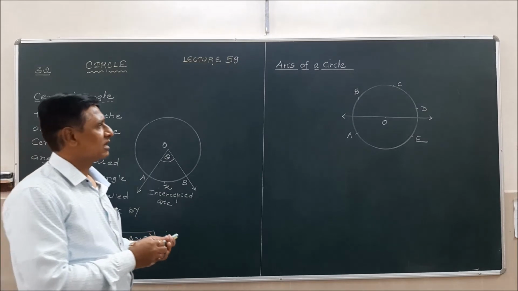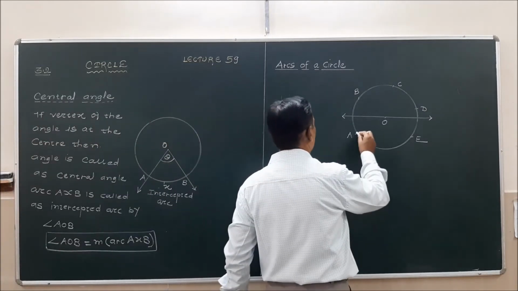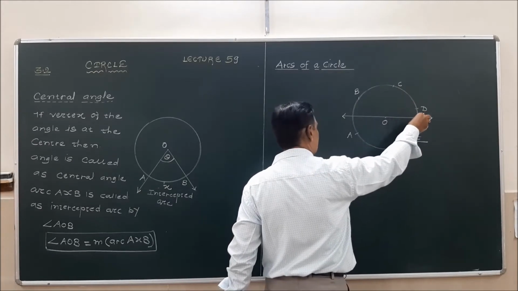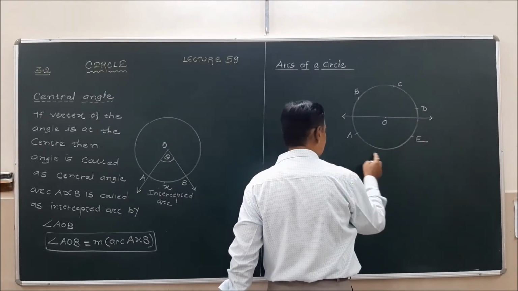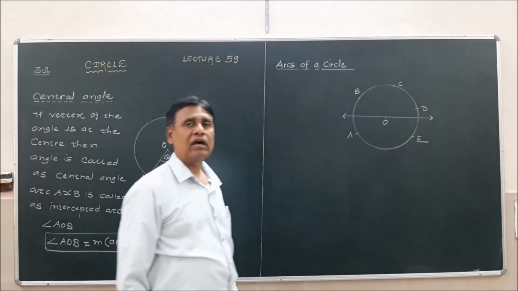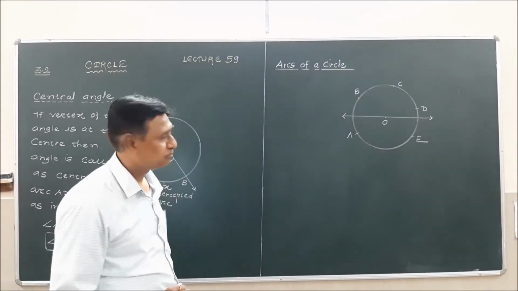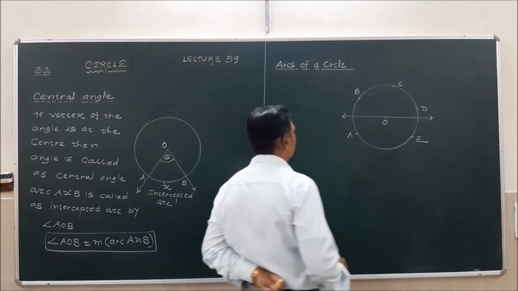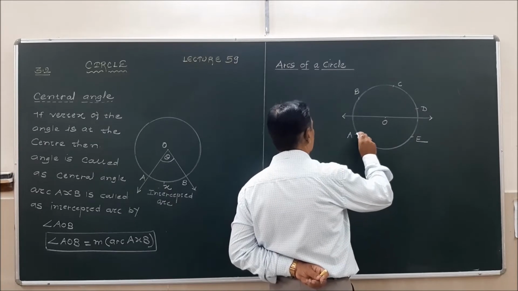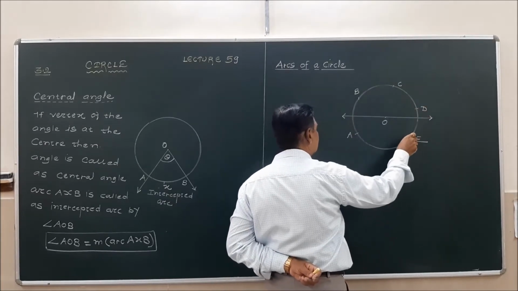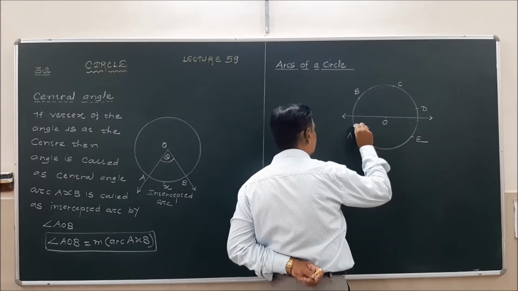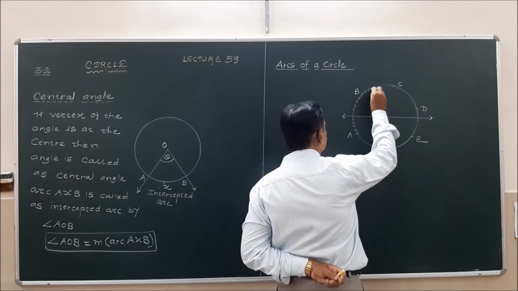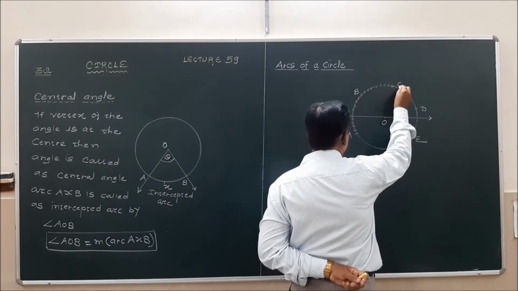Now please try to understand. AB is called an arc, BC is also called an arc, CD is called an arc, as well as AE is also called an arc of a circle. Now you will find, if I say arc ACE, try to understand, which arc do I mean?